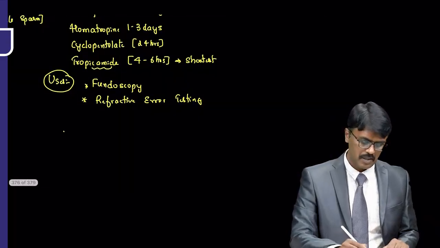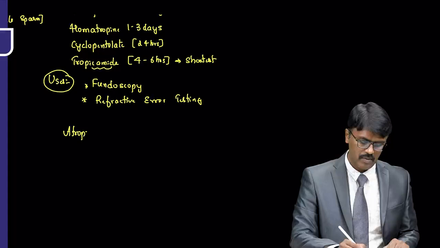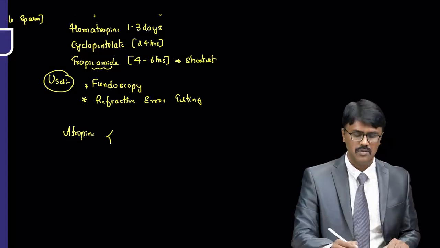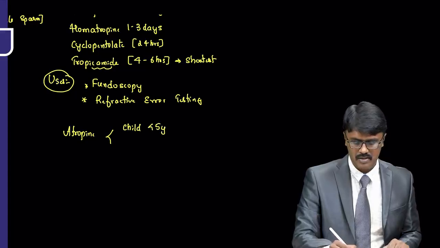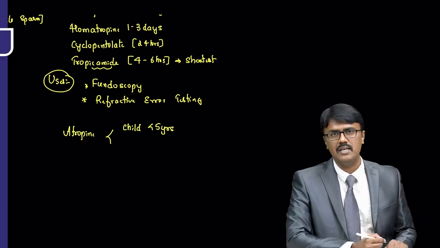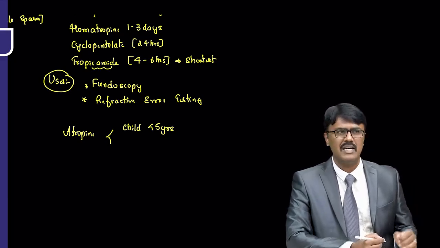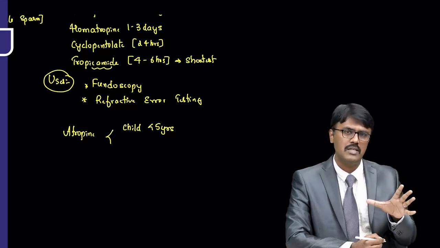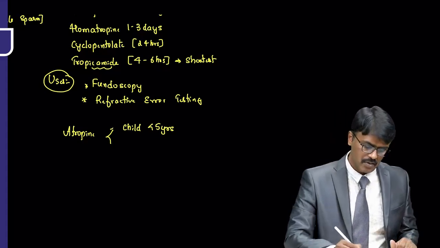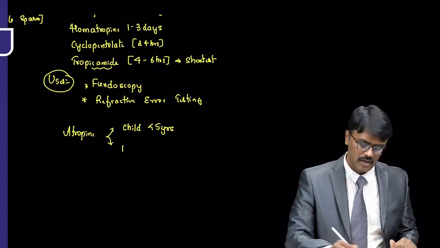Do we use atropine? Yes, we use atropine as eye ointment in two situations. It is used in children less than 5 years. Now, why do we use atropine less than 5 years for mydriasis? Because the ciliary tone is very high in less than 5 years, and we want the strongest drug, that is atropine. Atropine as eye drop is also used in fungal corneal ulcer.